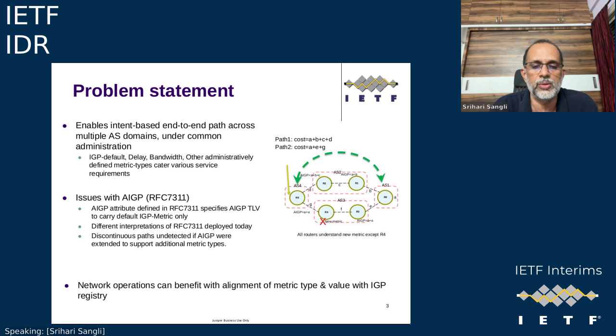What we need to do is find a different vehicle than AIGP, given the different interpretations of 7311 that are deployed today, and the ability to identify any router that does not understand the new extensions or the new metric, and thereby making the path discontinuous. So both of these problems lead us to find a different carrier, an attribute carrier for this generic metric. And we have seen IGP define protocol the metric types, so we would like to have a consistent metric type carried in BGP as well.